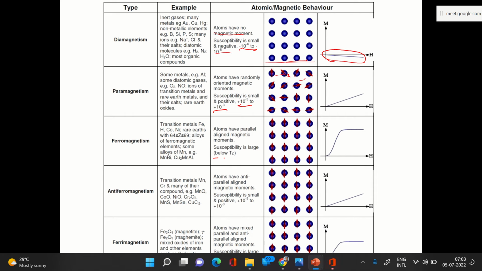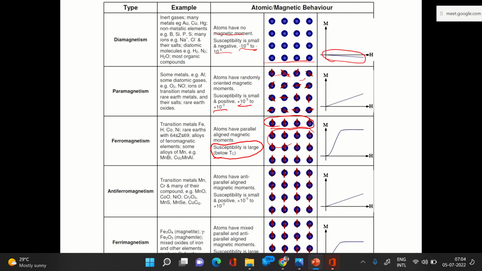In ferromagnetism, susceptibility is very large, and you have aligned spins even in the absence of a magnetic field. Not all will be aligned together, but net magnetization remains in the crystal even if the field is removed. That is the kind of thing that you have for the ferromagnetic material.